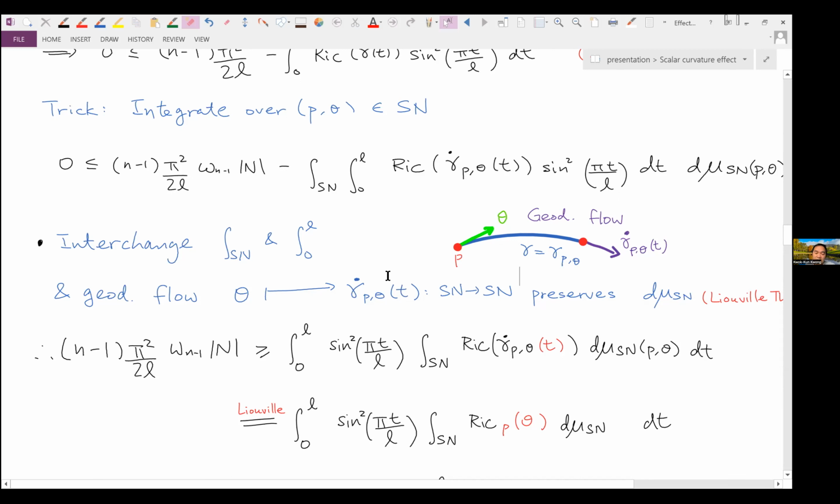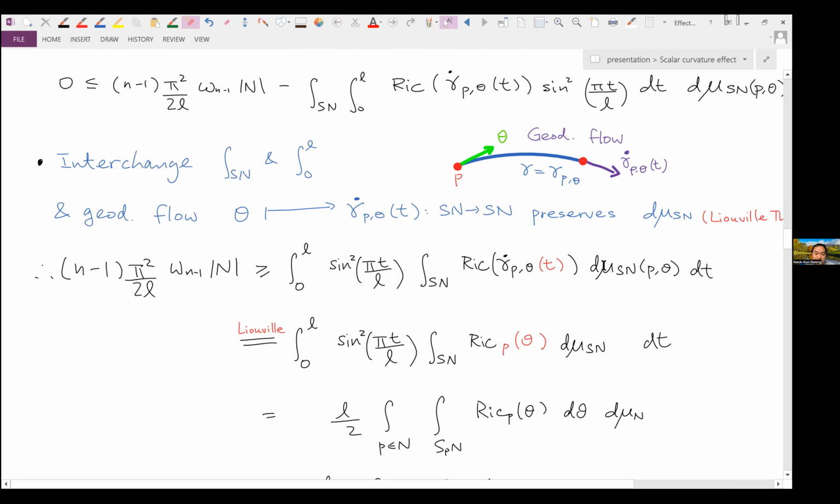And it's easy to see that, because a geodesic is obviously preserving the speed. If we start from a unit tangent vector, then this is also a unit tangent vector, although they are based at different points. So we can regard this as a flow in the unit tangent bundle, from a unit tangent vector to another unit tangent vector. And the nice thing about this geodesic flow is that it preserves the measure, the mu of Sn.